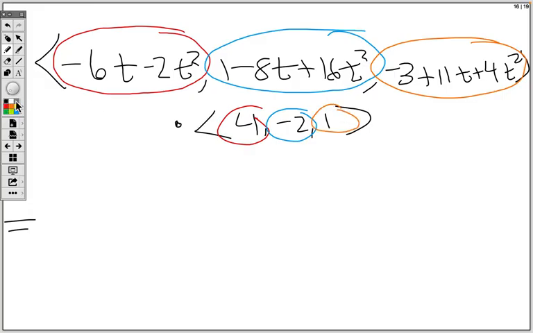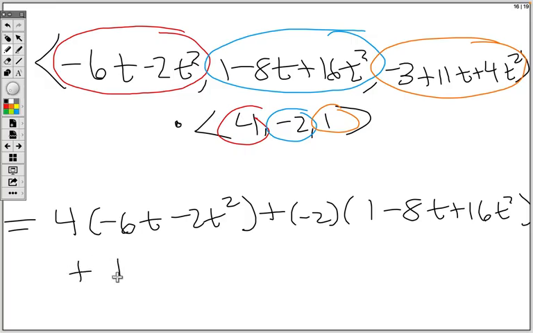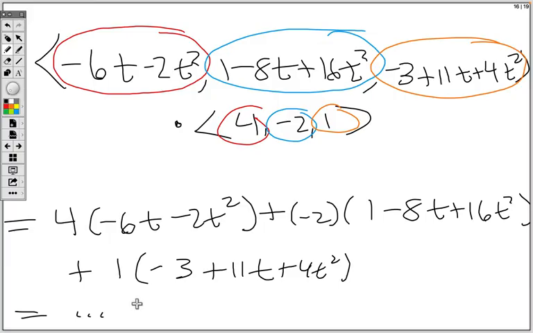Then add them up. So I'm going to have 4 times -6t minus 2t squared, plus -2 times 1 minus 8t plus 16t squared, plus 1 times minus 3 plus 11t plus 4t squared. And that'll equal whatever it equals. Okay, I don't want to go through all the arithmetic here.